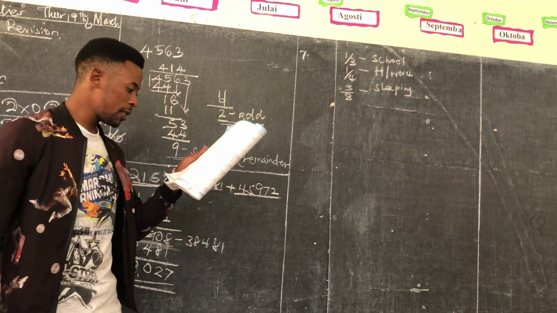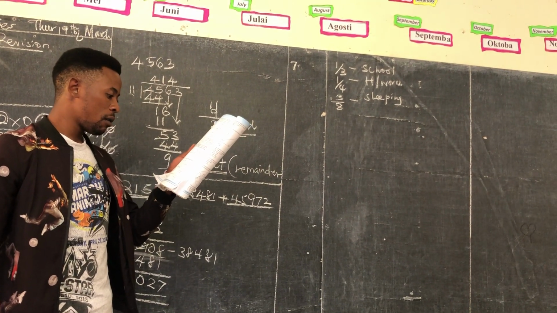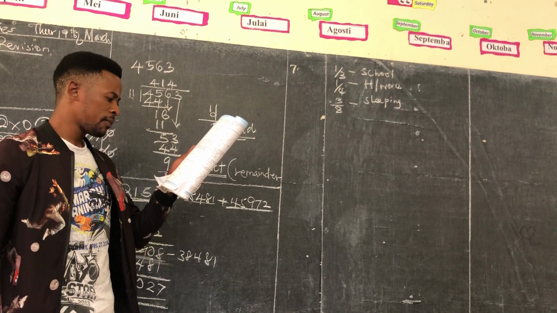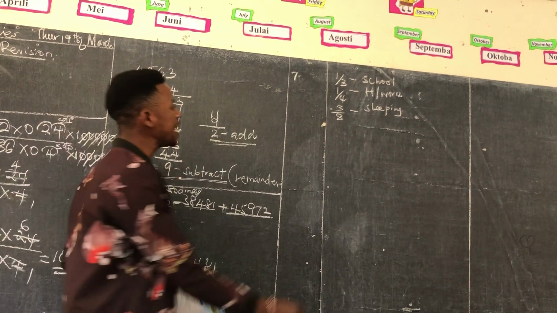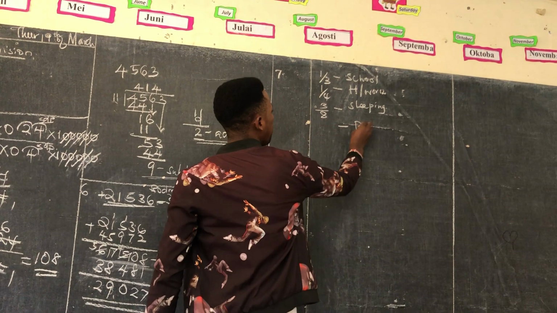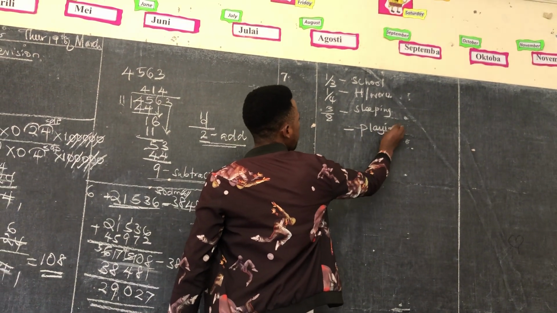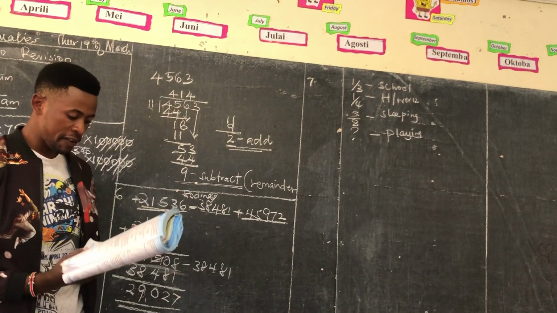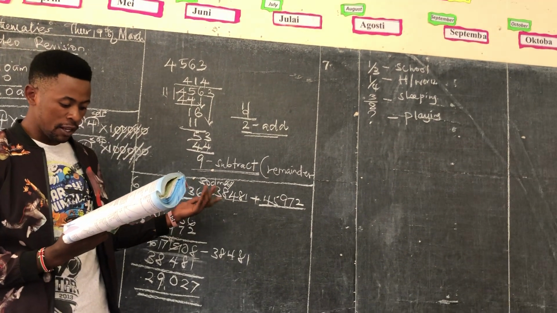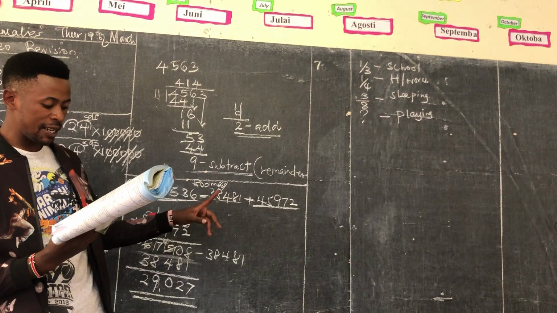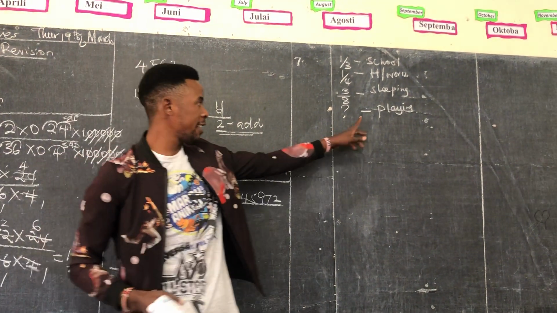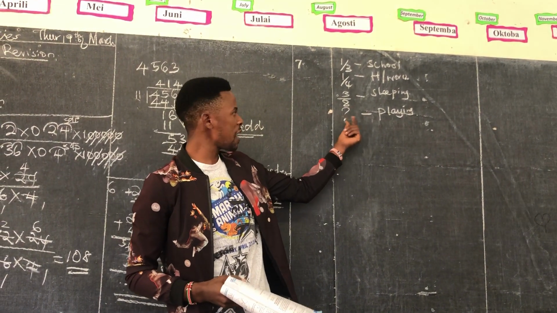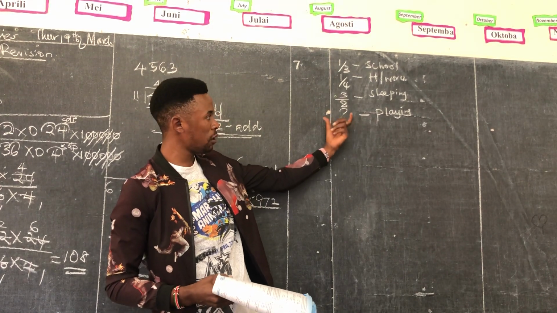And you're told that the rest of the time she is playing. And so playing is the rest. But now this time in fraction is not given to us. So you're asked, what fraction of the day does she spend on playing? So you're finding the fraction of her day that she spends on playing.